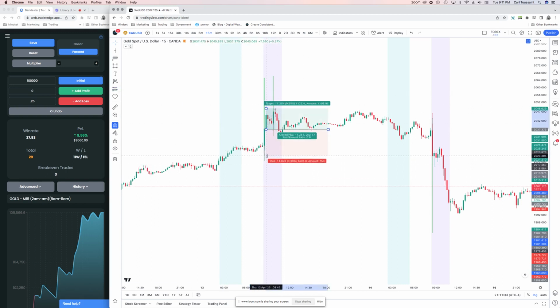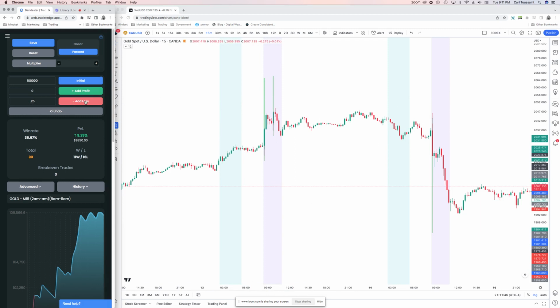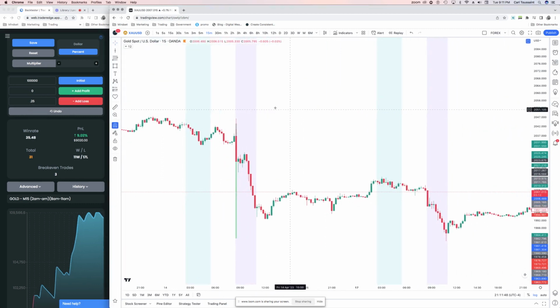Okay, so we've got nothing, right? We didn't even hit break even, so I'm going to consider these two both as losses. Loss, loss.